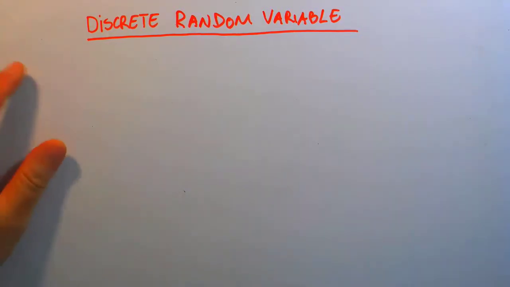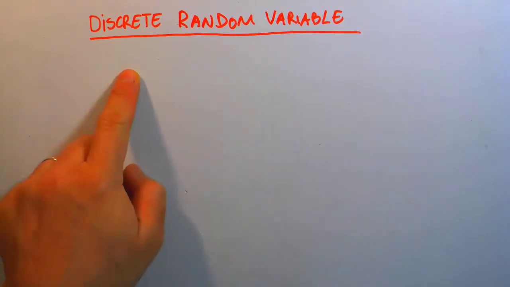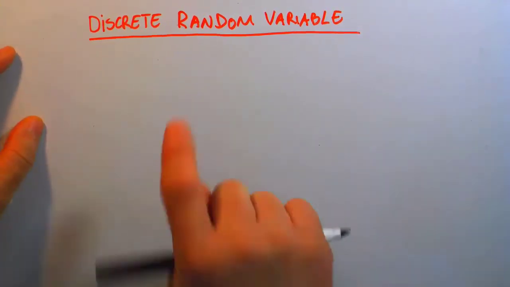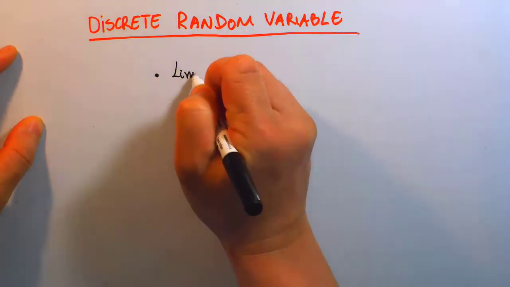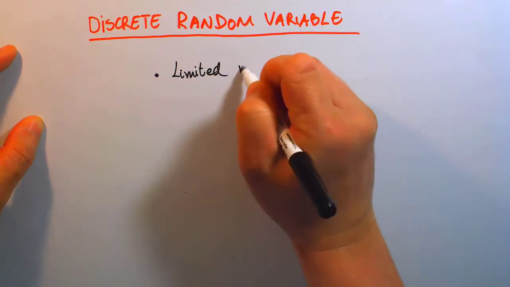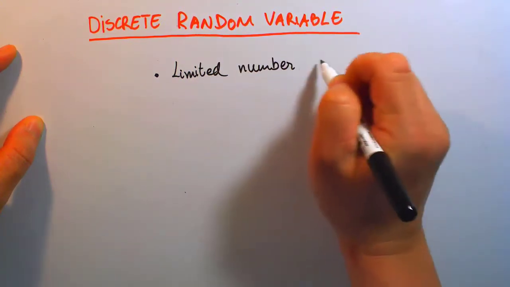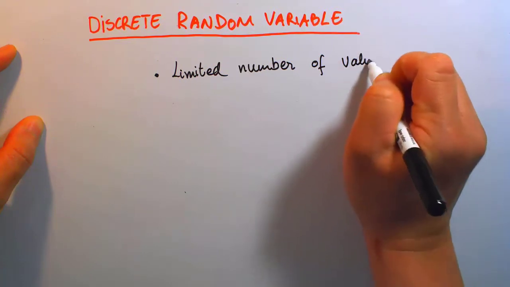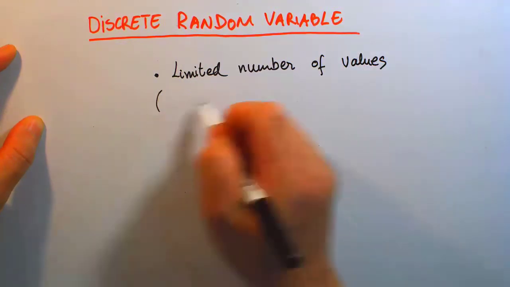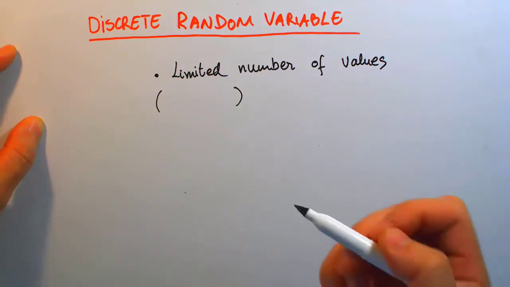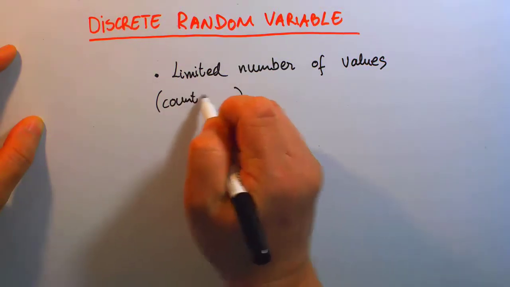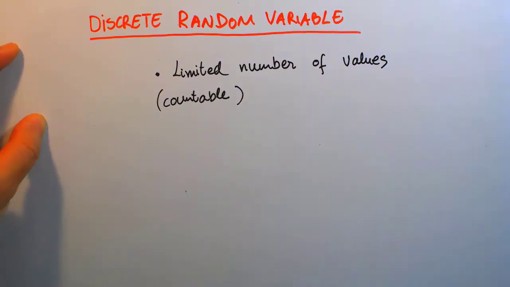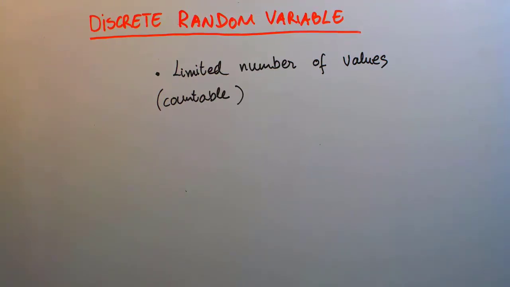And so what it means for a random variable to be a discrete random variable is that it must have a limited number of values. I'm using the term limited here to make it a little friendlier, but really it just means countable. It's just the way some random variables are.